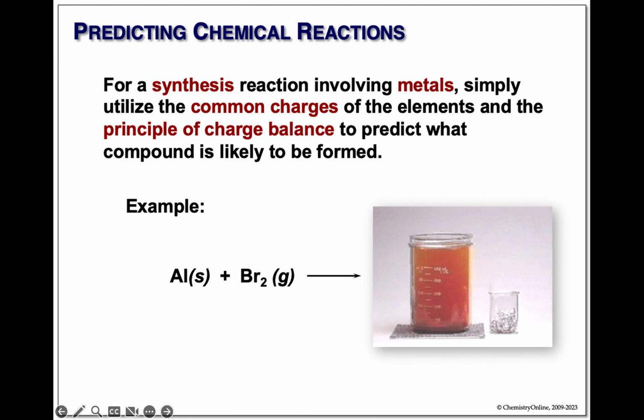Aluminum metal reacting with bromine to give aluminum bromide, of course. When you have a reaction like this, it's a synthesis reaction, and we have a metal. What you want to do is to look at the common charges. So we take our aluminum, add it to bromine.